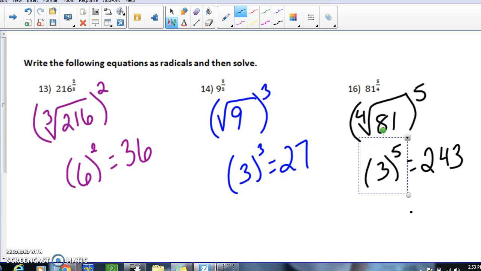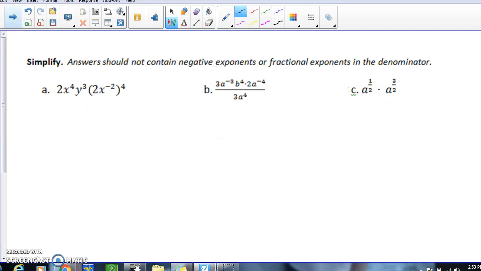Okay, so the rest, everything you see there on the bottom is properties of exponents. Now, A and B is just a straight review of something we did in chapter 5.